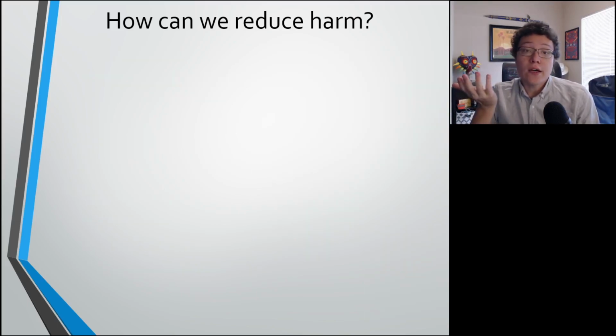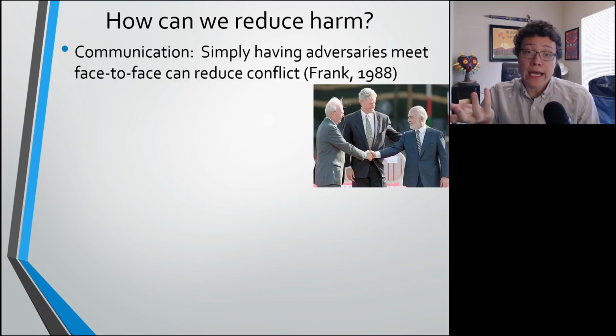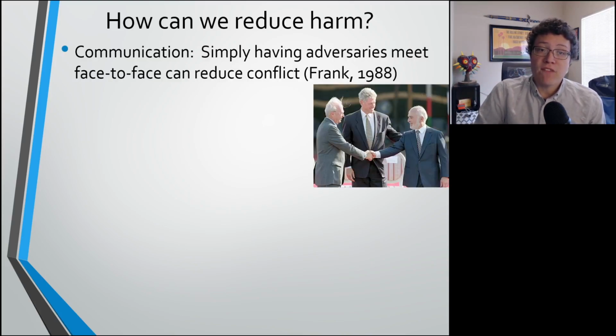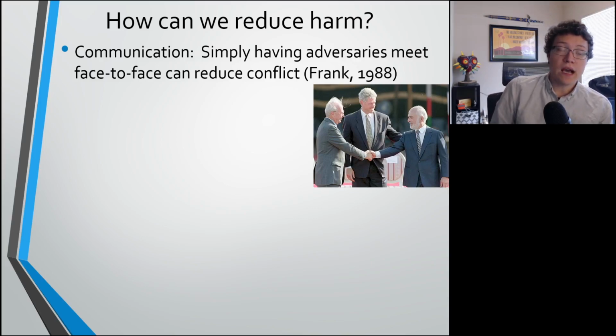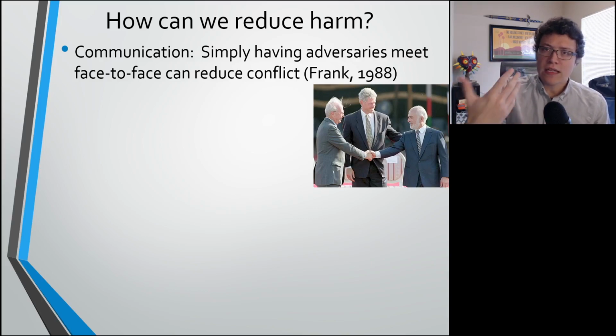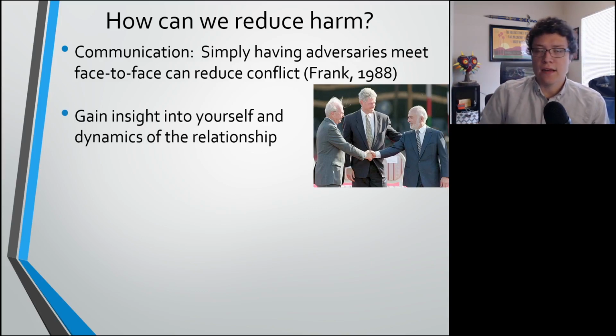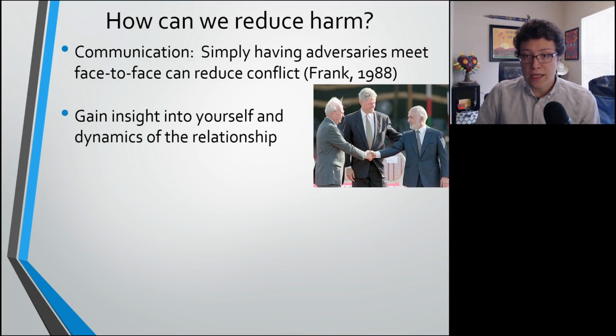What's also, I think, a really powerful thing is just communicating. Simply having adversaries meet face-to-face can reduce conflict. Here we see Bill Clinton. I think this is between Israel and Palestine, some talks that they had, and this was a way to hopefully decrease this tension because, as we talked about in the last chapter with de-individuation, we can't be de-individuated if we're sitting there looking at somebody. It's much better to enable us to gain insight into ourselves and the dynamics of a relationship.